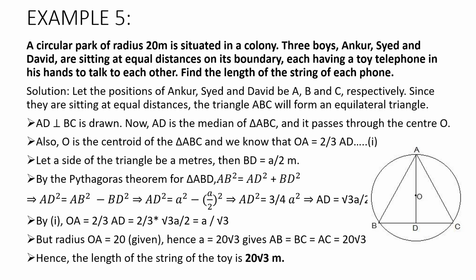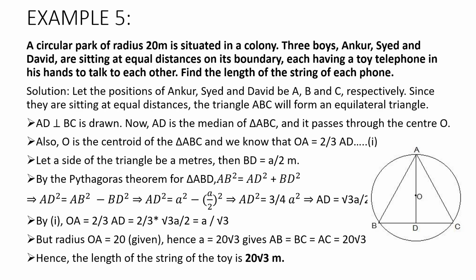So now, instead of giving directly the points, they have said that there are positions of 3 people. Let us consider that as points A, B and C on the circle. Since they are sitting at equal distances, the triangle ABC will form an equilateral triangle. Now, AD perpendicular to BC is drawn. We construct AD perpendicular to BC. AD is the median of triangle ABC. Why? Because it passes through the center O.